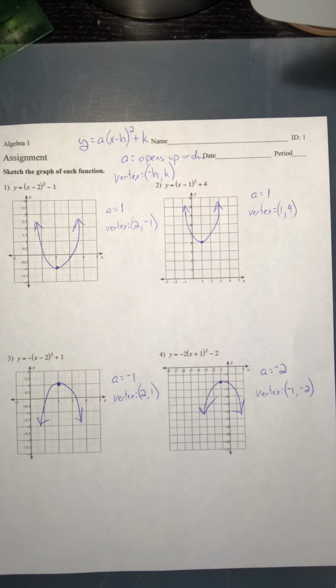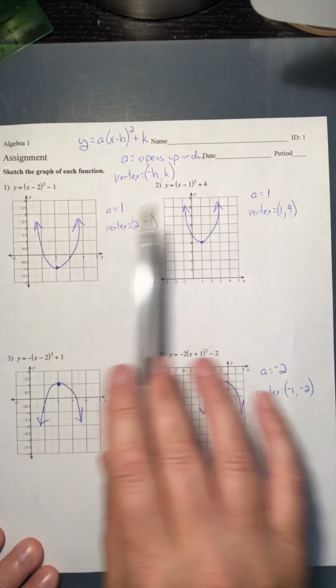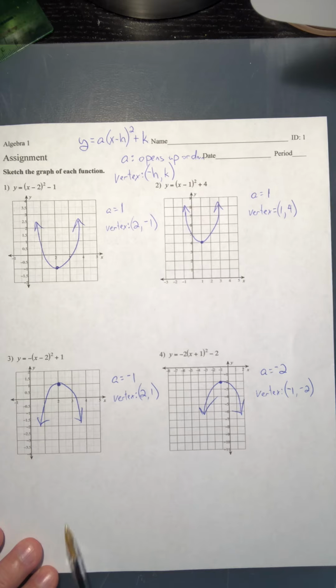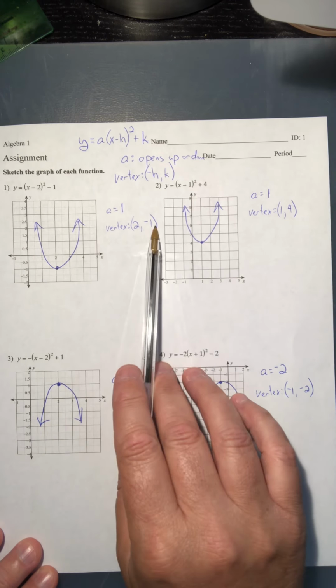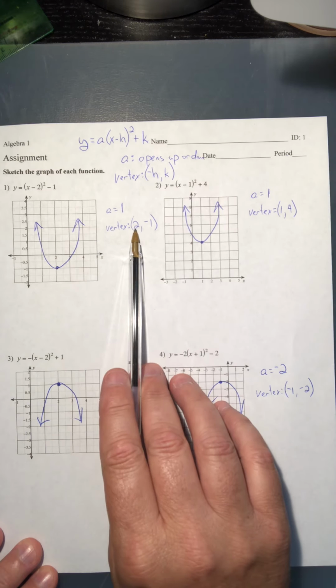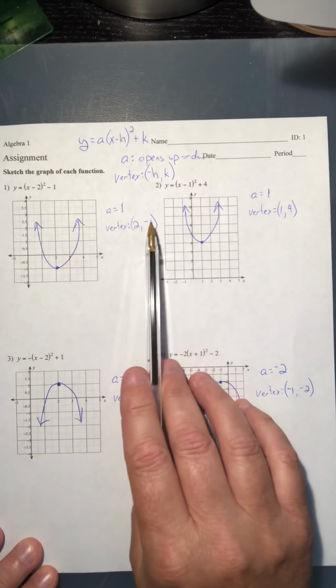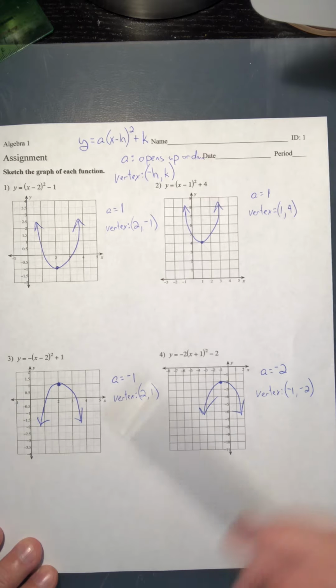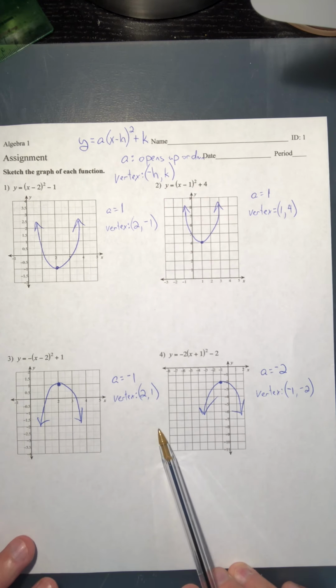But again, for your worksheet, this is all you have to do right here. Find your vertex. Don't forget to change your sign. Whatever your h is, that sign changes. Whatever your k is, you're going to keep that sign, and then sketch it if it opens up or opens down.